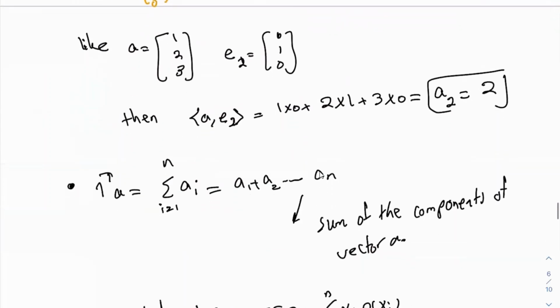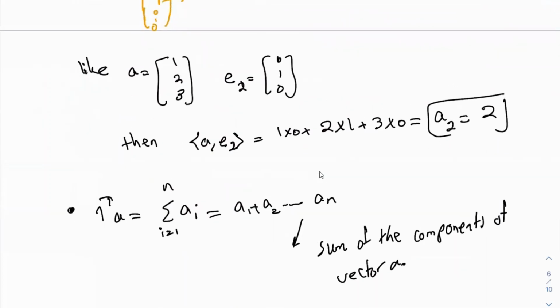Okay, so now I have one example here. For example, I use a three-dimensional vector. A is 1, 2, 3, and E2 is 0, 1, 0, right? The second element is non-zero. And then you just go ahead and multiply them together, and you get A2 equal to 2, right? This one is A2. Okay, if you want to get A3, the third, you just multiply by E3. If you want to get the first, A1, you just multiply by E1, right?